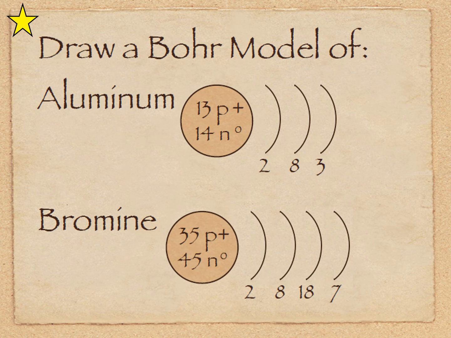Bromine is number 35 on the periodic table. It's in the halogen group, so we know it has 7 valence electrons. Okay, you start with 2, 8, that's 17. That leaves you with 18 left over to put in the second to last energy level.